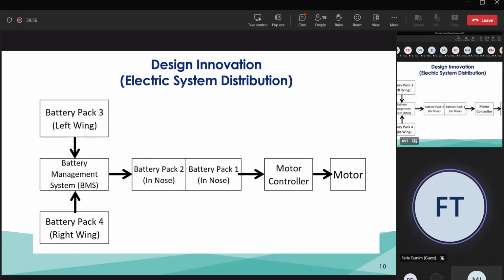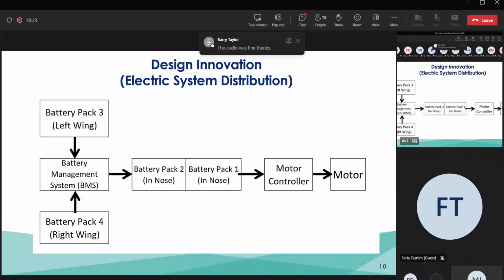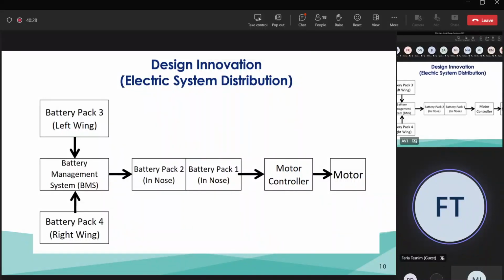One of the important considerations of this competition is the fulfilling of power requirements for the maneuvers. For completing the maneuvers, a high amount of electric power is required. Our electric system distribution has 4 battery packs, 2 in the nose section of the fuselage and 1 in each of the 2 wings of the aircraft. Battery has been incorporated in the wing section so that the aircraft does not experience movement at the nose section. We have considered using a battery management system to utilize batteries up to their potential to make sure the motor gets enough power.